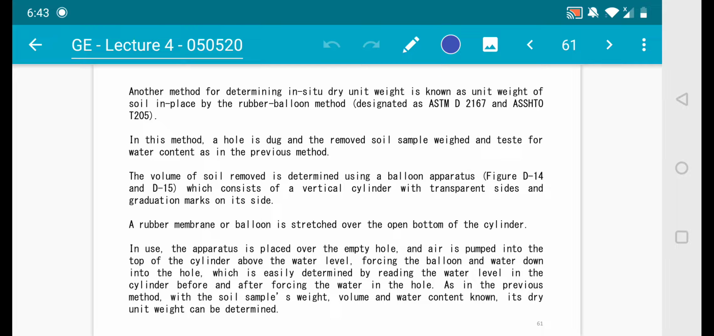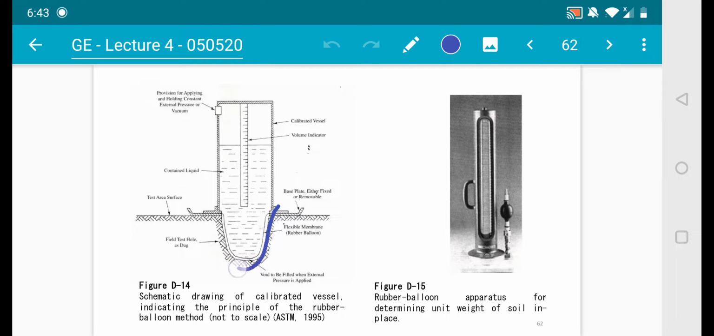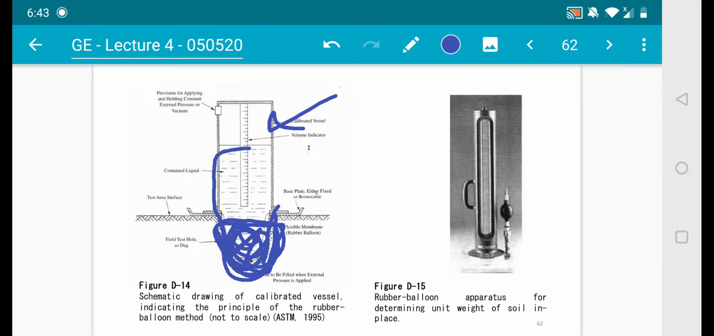Another method for determining in situ dry unit weight is known as the unit weight of soil in place by the rubber balloon method. It uses the same concept to find the volume, but this one uses a balloon with water inside. So you're going to pump the water so that the water will fill the balloon and it will occupy the excavated soil at site. The same concept as the first method.